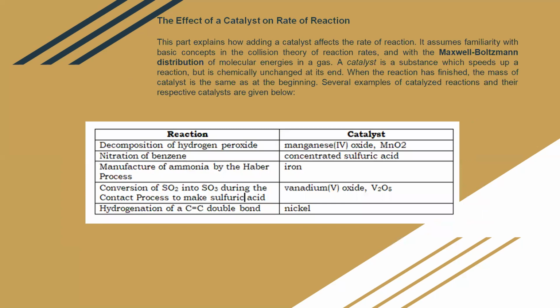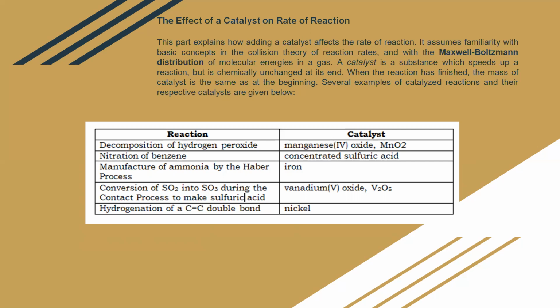Now, the effect of a catalyst on the rate of reactions. This part explains how adding a catalyst affects the rate of reaction. It assumes familiarity with the basic concepts in the collision theory of reaction rates and with the Maxwell-Boltzmann distribution of molecular energies in a gas. A catalyst is a substance which speeds up a reaction, but it's chemically unchanged at its end. When the reaction has finished, the mass of catalyst is the same as at the beginning.